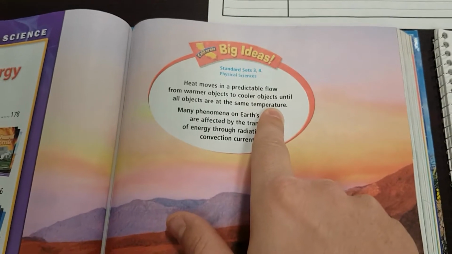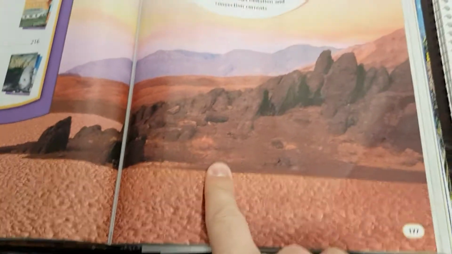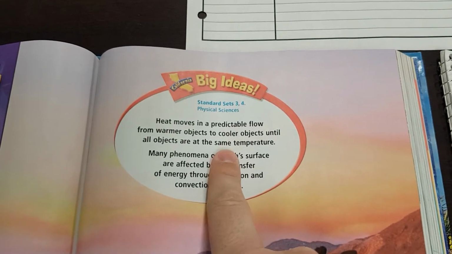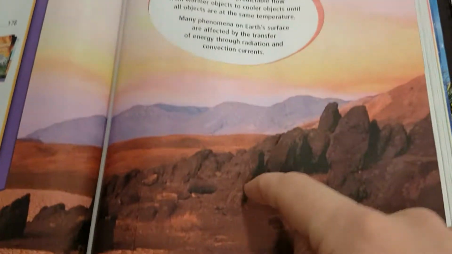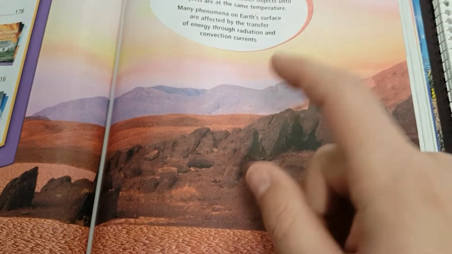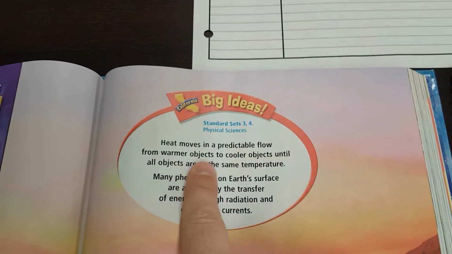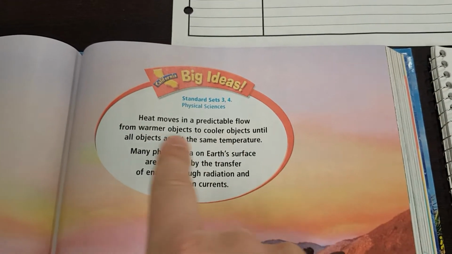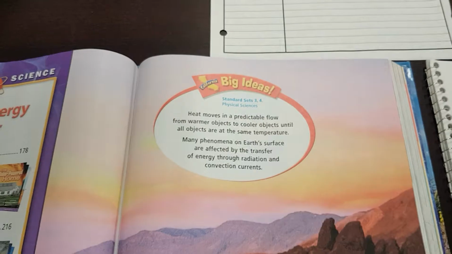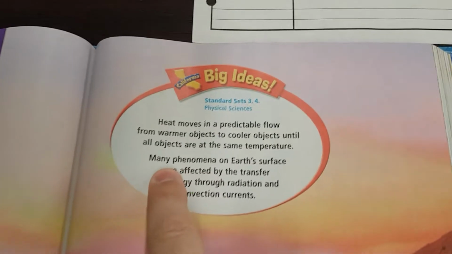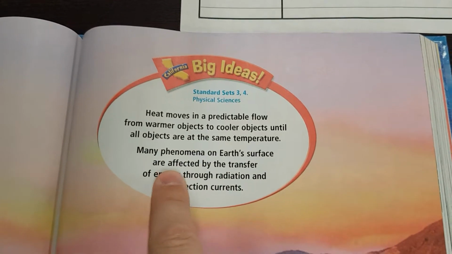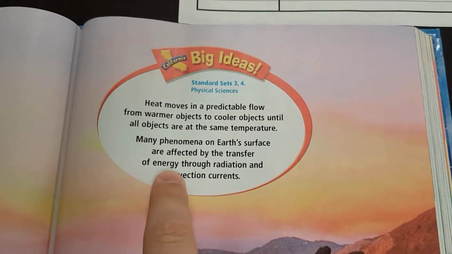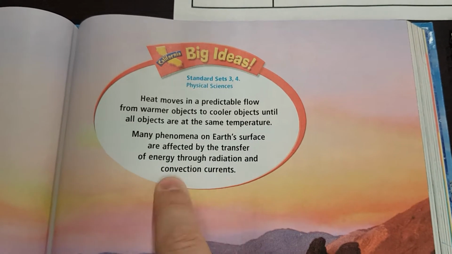Now you're thinking, wait a minute, some places like the desert are hot, and other places like the North Pole are cold. So how can they all end up at the same temperature? Well, something's changing. Weather, the sun, things are causing those temperature differences. But if you leave things alone, the warm energy will flow towards the cool energy, and eventually things will be all the same temperature.